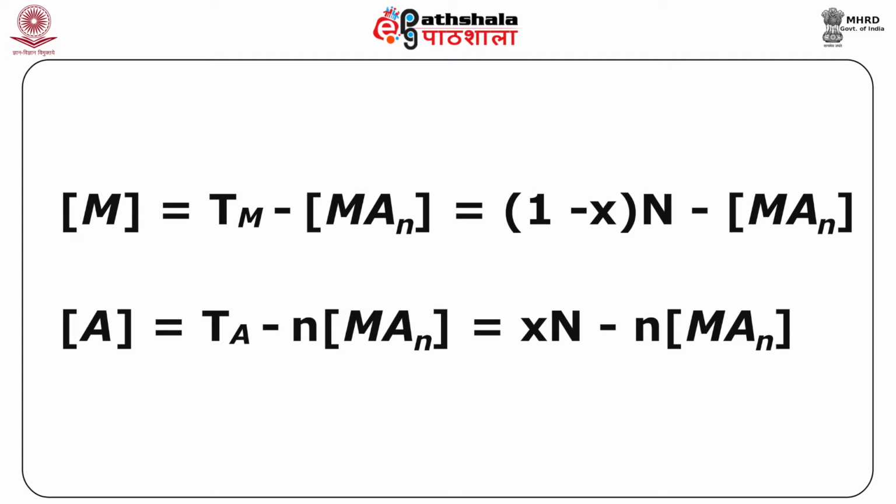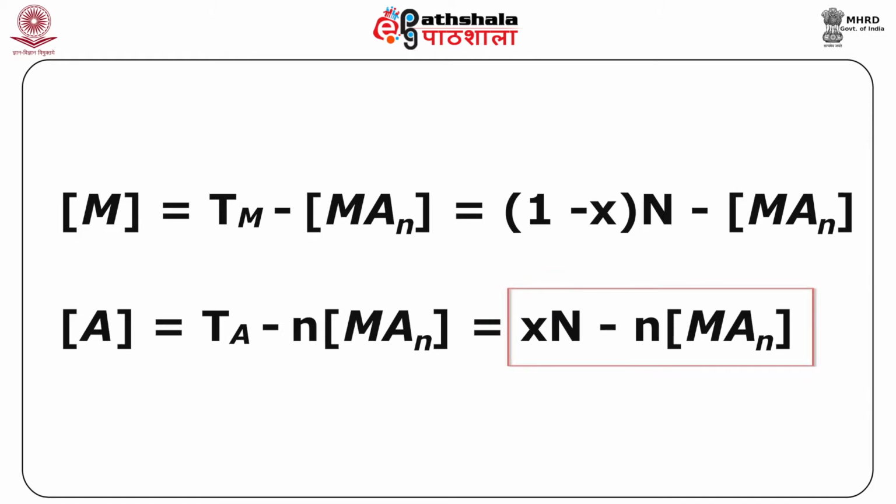So, I can represent the free metal ion concentration further as 1 minus chi into N minus the concentration of the complex, where I have expressed the total metal ion concentration as 1 minus chi, that is the mole fraction of free metal ions, into capital N, which is the number of moles of metal and ligand present in 1 liter of the solution. Likewise, we can represent the concentration of free ligand as Ta minus n into the complex concentration. Over here, n is the coefficient corresponding to the ligand, that is the number of ligands that result in complex formation. Further, since we have assumed that the ligand mole fraction is chi, we can rewrite this equation as chi into capital N minus n into the complex concentration.